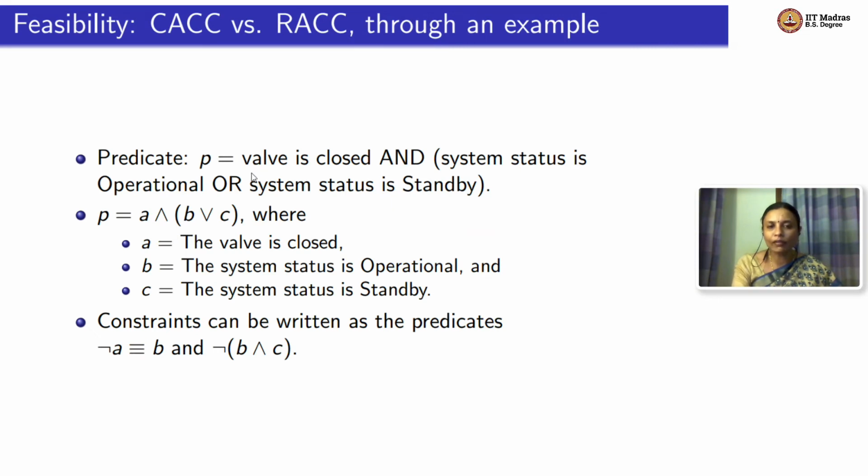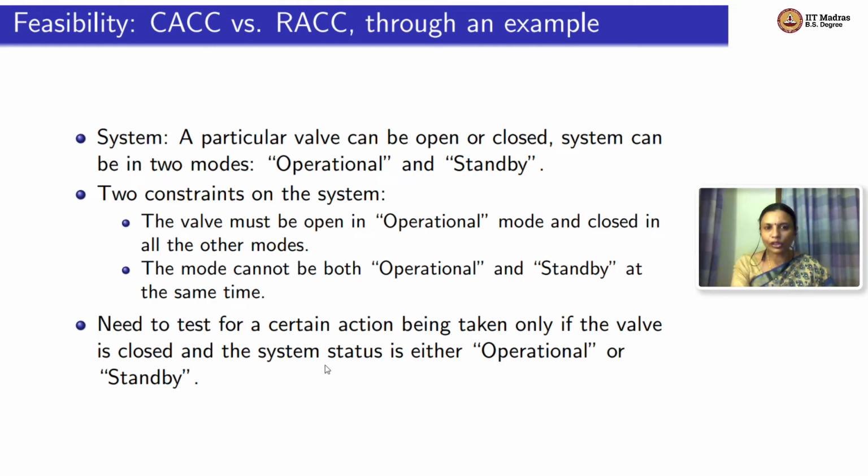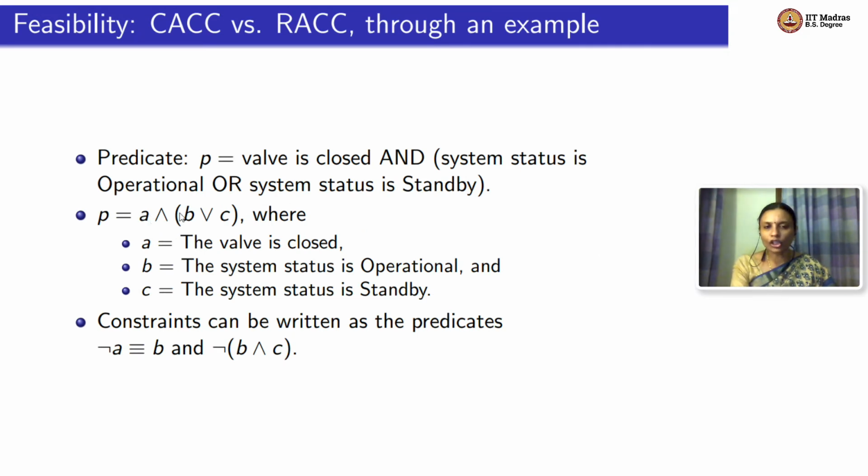So the test requirement says: valve is closed and system status is operational or system status is standby. I can write this as A and B or C, where A is the clause which says the status of the valve is closed, B says that the status of the system is operational, and C says that the status of the system is standby. So the whole test requirement, valve is closed and the system state is either operational or standby, can be written as a logical predicate like this: A and B or C.